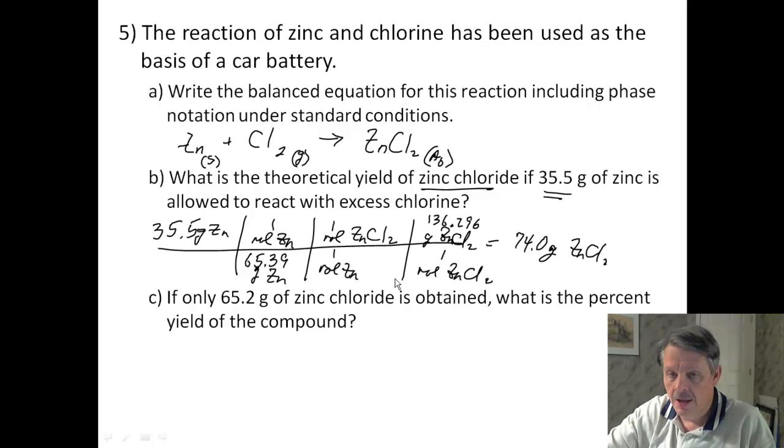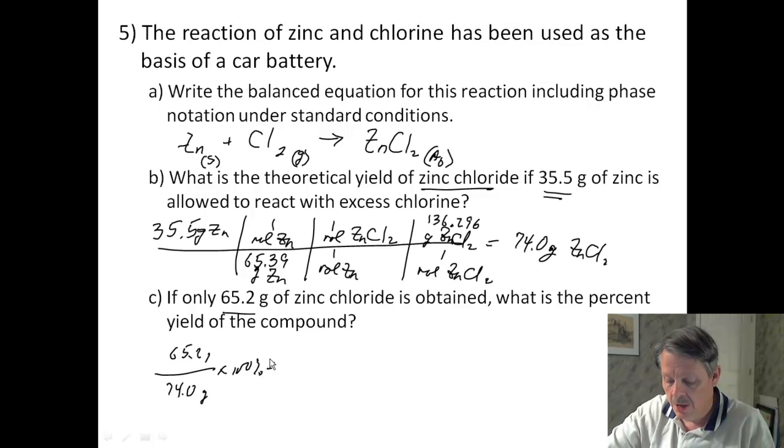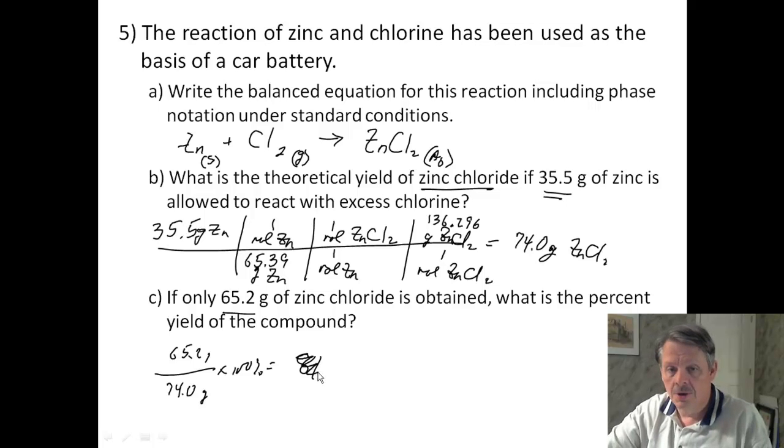All right, I have one more step. It says if you only get 65.2 grams, what's the percent yield? Well, our percent yield is what we actually got, 65.2 grams, divided by 74.0 grams, which is our theoretical, or what we expected to get. We multiply by 100%, and we come up with 81% as our final answer. Sorry, that's not right. 88.1%. 88.1%.